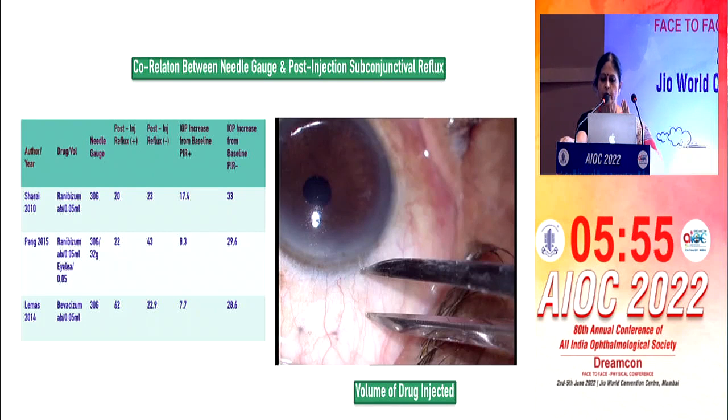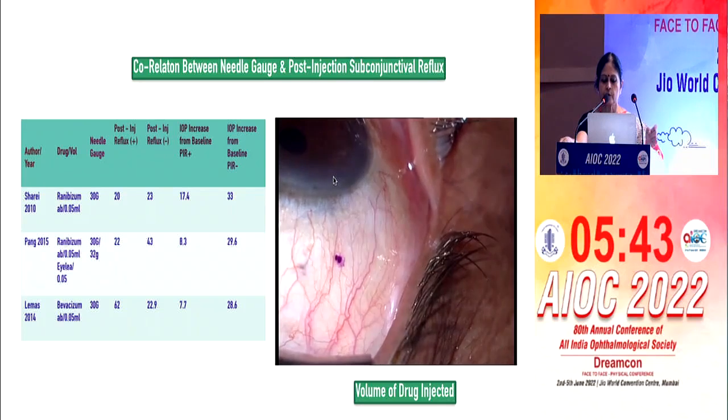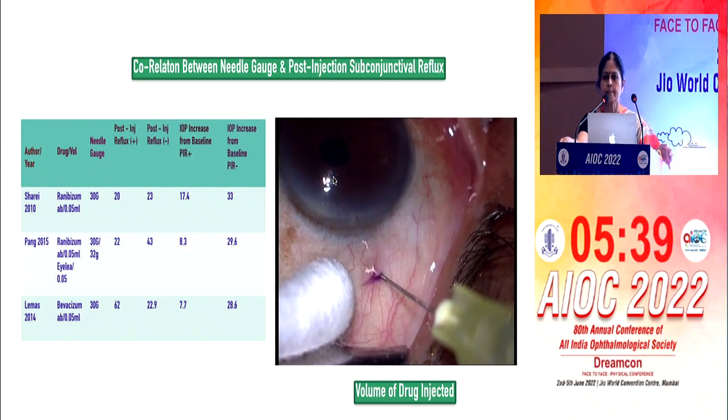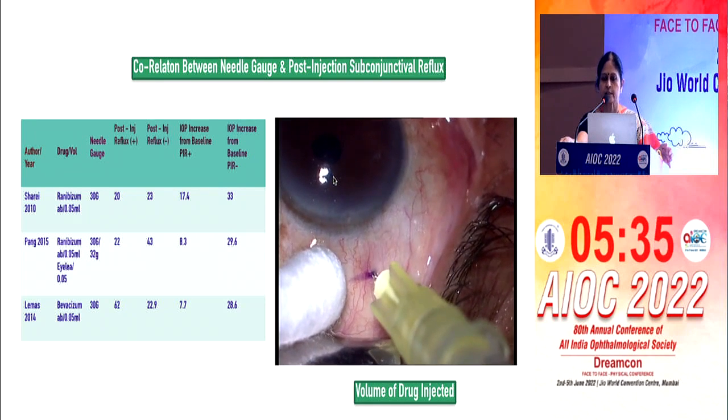There is a definite correlation with the gauge of the needle that we are using for injection and the way you inject into the eye. And if you look at this video clipping, it shows that following the injection, when you have injected a bolus of the drug into the vitreous cavity, there is some reflux of fluids into the subconjunctival space, which is called the post-injection reflux.